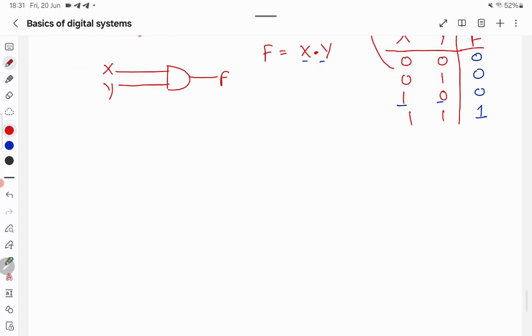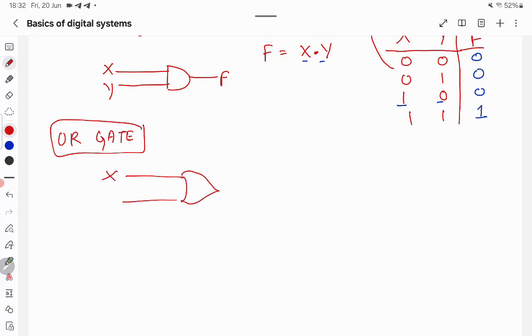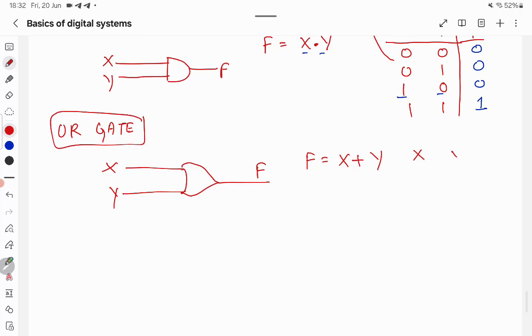Okay, so let's move to the OR gate. OR is something like this. There is an input X, there is an input Y, and this is the output F. F can be written as X or Y. X plus Y, so the plus symbol is for OR. So this is X, Y, and this is the F output. This is 0 0, 0 1, 1 0, 1 1. This is the truth table.